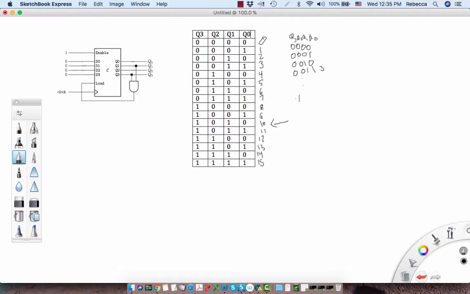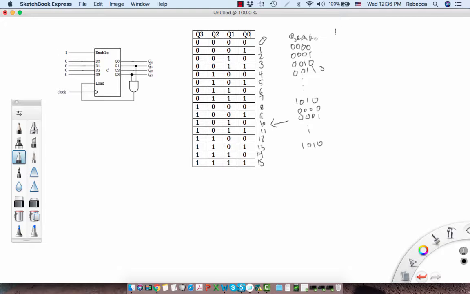So when you get to 1, 0, 1, 0, which is 10, now both Q3 and Q1 are 1, and so it will make the load equal to 1. Since the load is equal to 1, the next value that's loaded will come from the inputs, and so the next value you'll get will be 0, 0, 0, 0. And then it will continue as it did up here and count 0, 0, 0, 1, and so forth until it gets to 10 again.